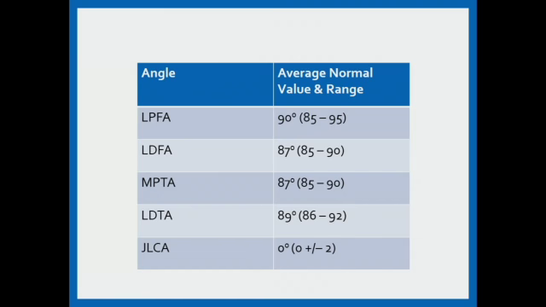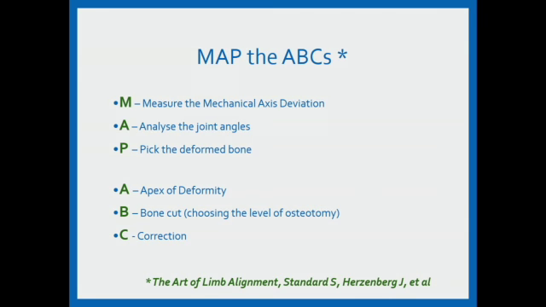And these are the normal values of the angles that you should probably know. So the more and more you practice with these, the more you become aware of these angles. And then subsequently you're planning your correction. So I've taken this mnemonic from this particular book. It is quite a straightforward mnemonic, and it helps you go through the exact same process of planning every time you do a planning. So it's called MAP the ABCs.